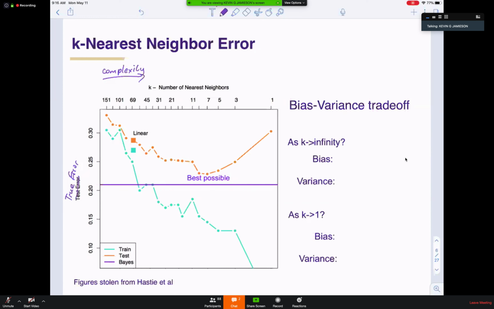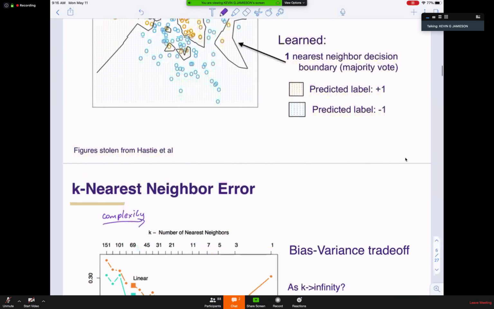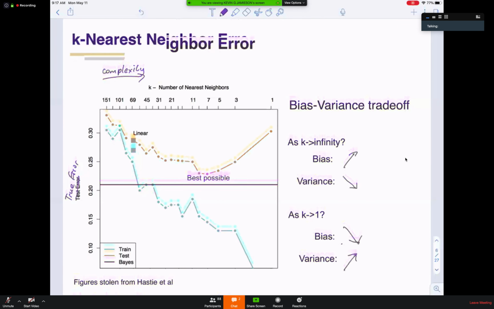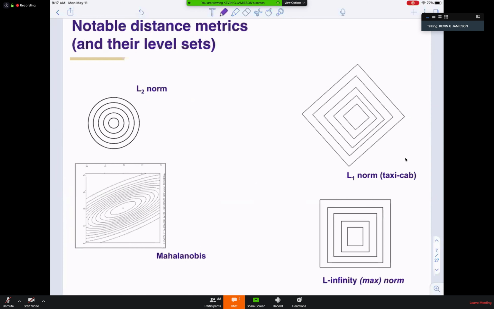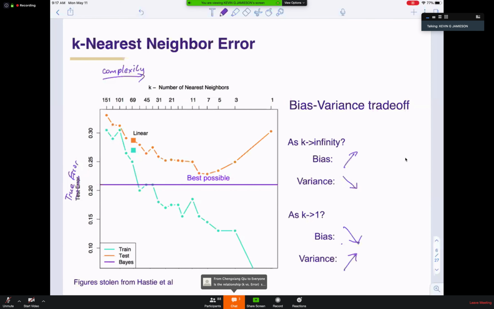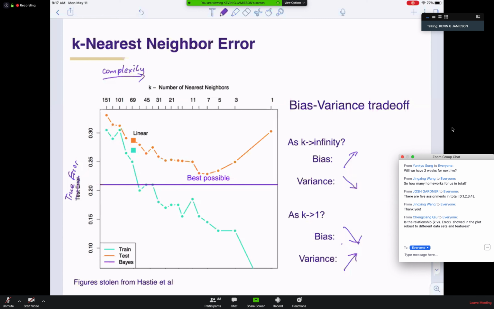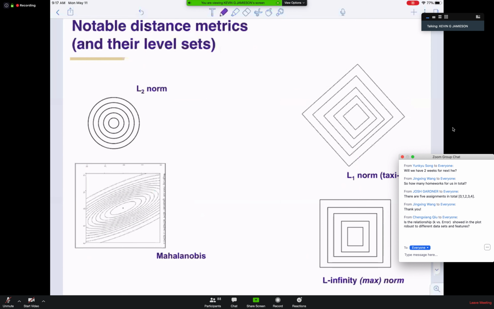So as k goes out to infinity, the bias increases and the variance decreases. As k goes to 1, the bias decreases, but the variance significantly increases. So nearest neighbors are awesome. They're really simple. They have this beautiful bias-variance trade-off property and story. They seem to be doing very well, at least empirically here on this particular example. It seems a very flexible boundary, getting very close to the Bayes classifier, much better than linear.